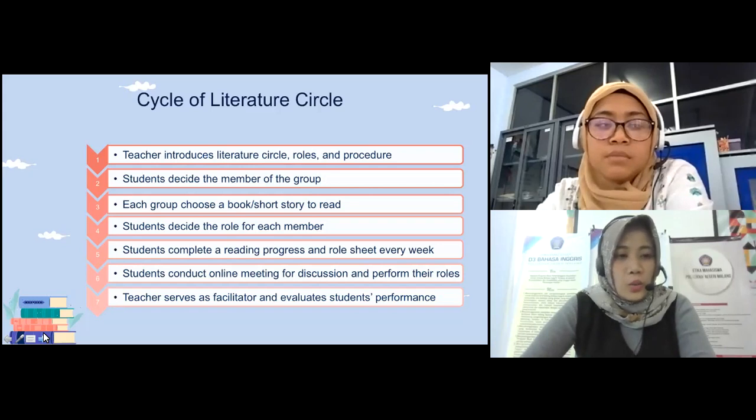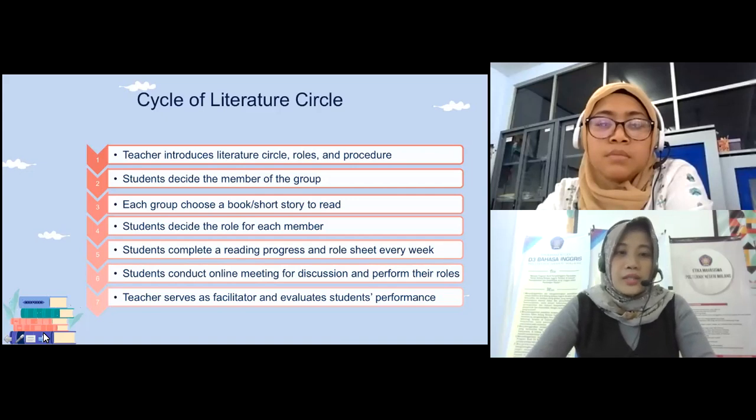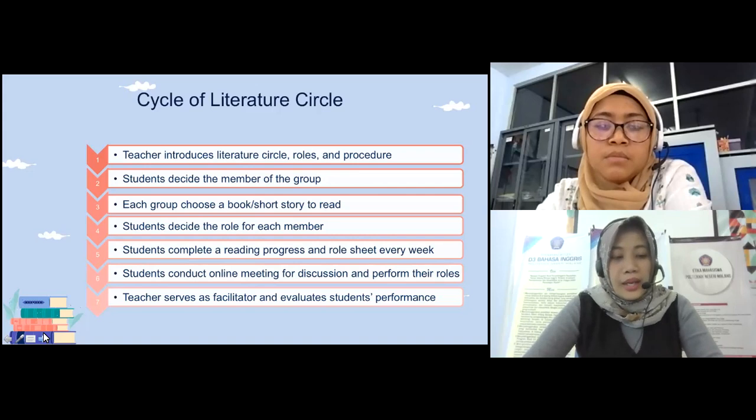And then the next one is students complete a reading progress and role sheet every week, and they have to report to their teacher. And the next one is students conduct an online meeting for discussion, and in that meeting they have to perform their roles. And the last one is the teachers serve as facilitator and also evaluate students' performance.